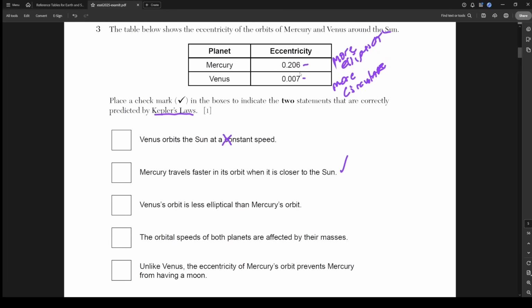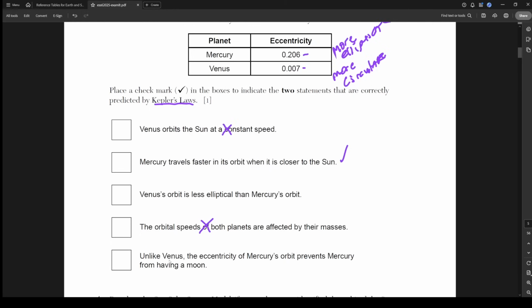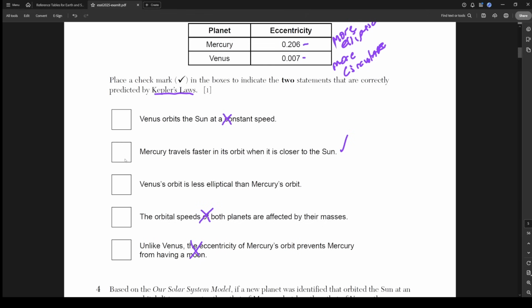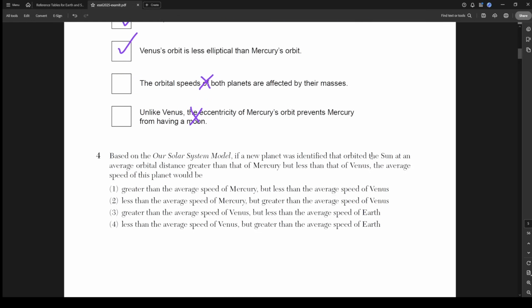That's true, but I don't know if that's going to be a right answer. The orbital speeds of both planets are affected by their masses. No, this is going to be affected by the distance to the sun. Unlike Venus, the eccentricity of Mercury's orbit prevents Mercury from having a moon. It has nothing to do with moons. So there's your two answers. So this is going to be a check and a check. If you know Kepler's three laws, this is easy. So I'm going to give this a 3 out of 10. That was good. All right.